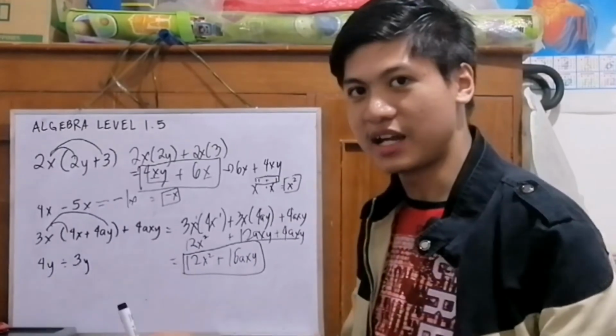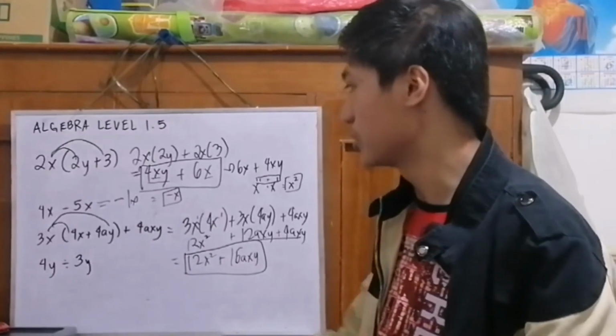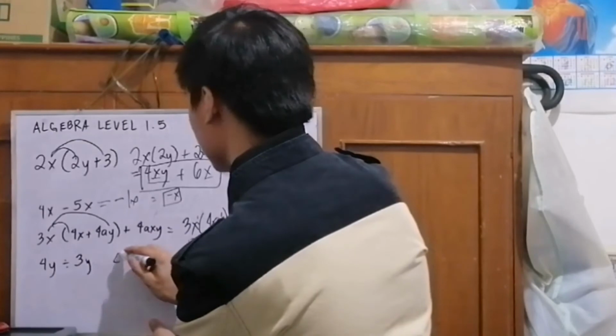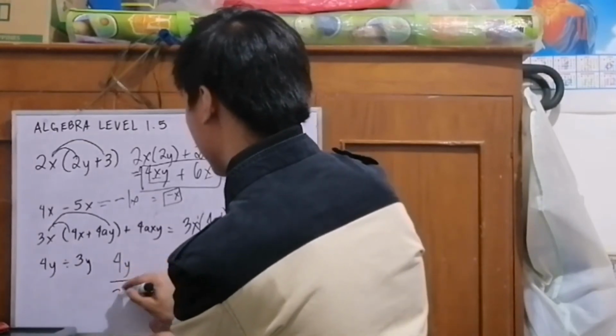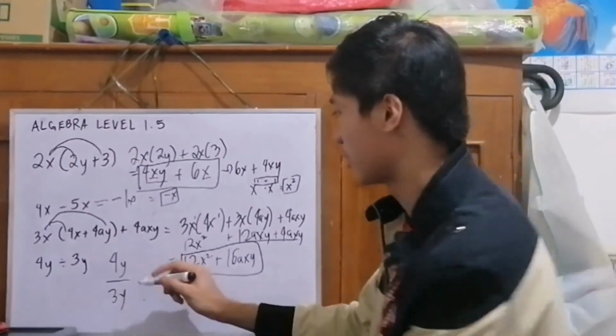Now, for 4y divided by 3y, this will make you have an answer of an improper fraction. All you have to do is just rewrite it as an improper fraction, and don't forget the y's here, we have to cancel them.